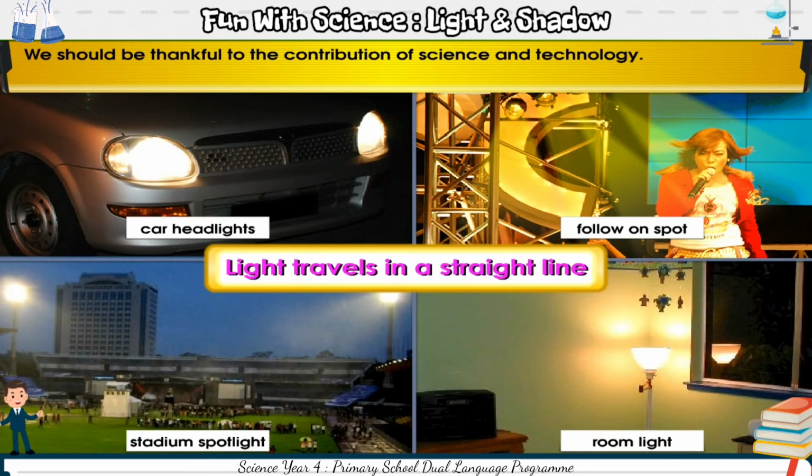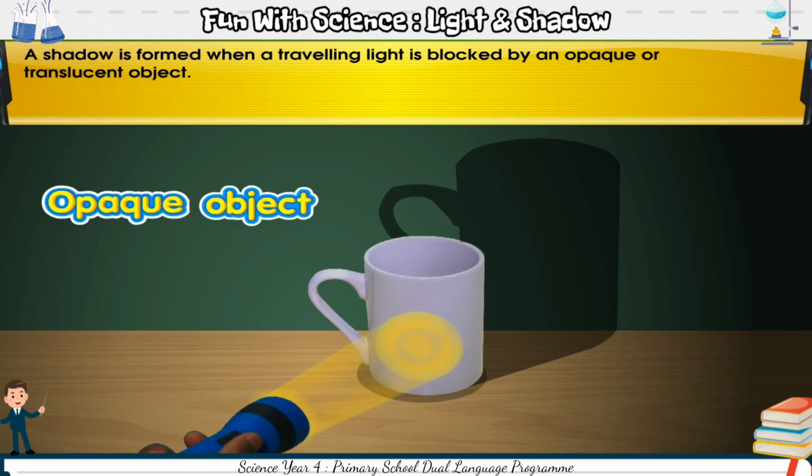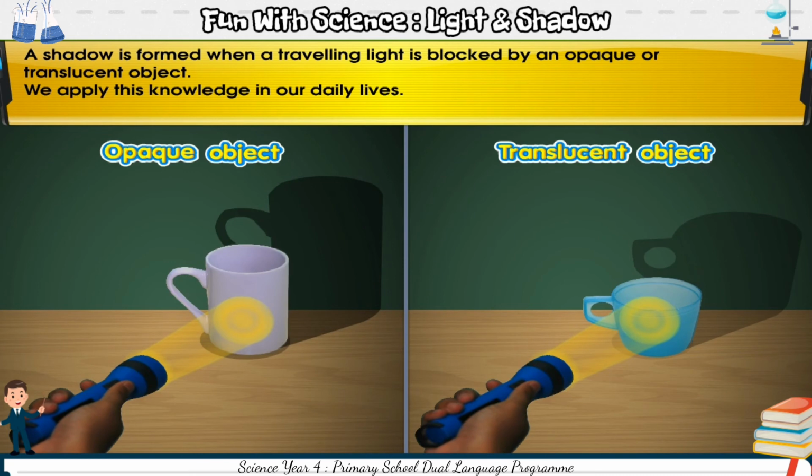We should be thankful to the contribution of science and technology. With the knowledge of how light travels, we are able to use it in our daily lives. A shadow is formed when a traveling light is blocked by an opaque or translucent object. We apply this knowledge in our daily lives.